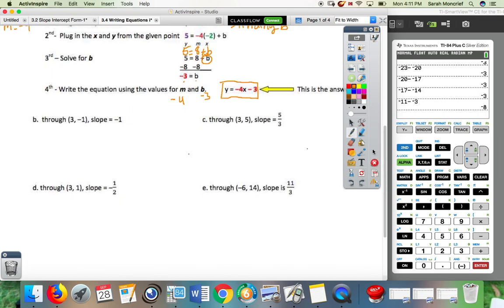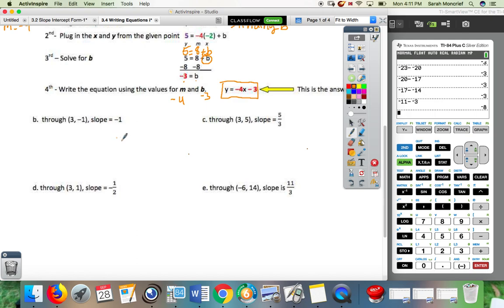All right, now that we had one worked out for us that we talked through, let's slowly go through a few more. So B says we want to write an equation for the line that passes through the point 3, negative 1 with a slope of negative 1.